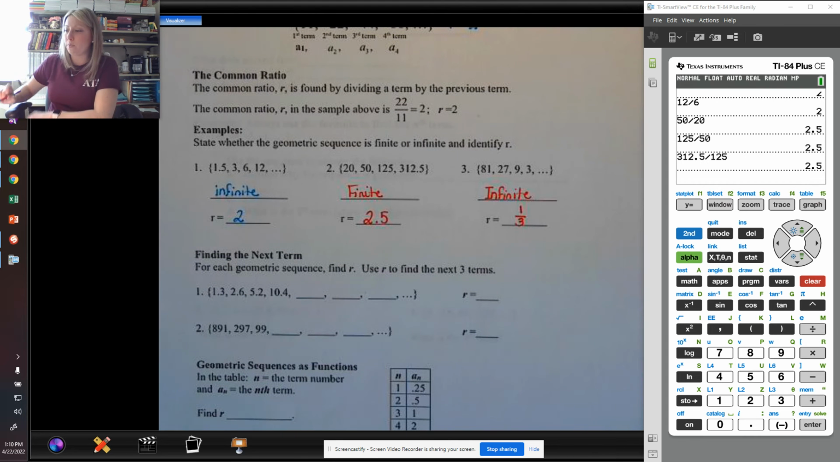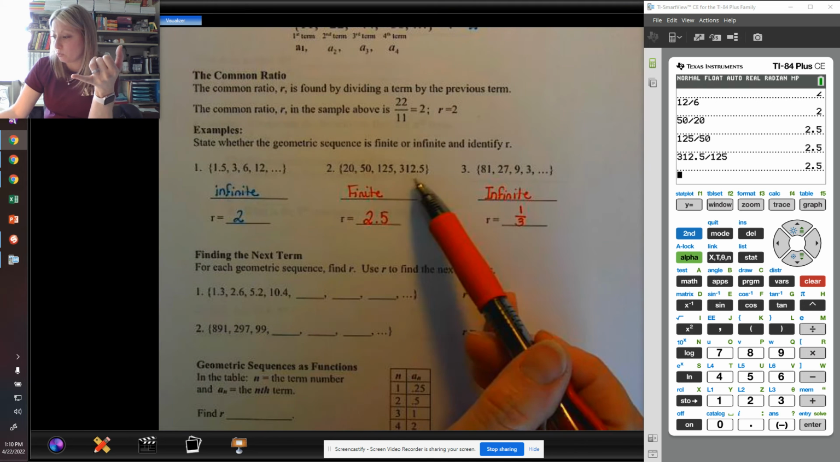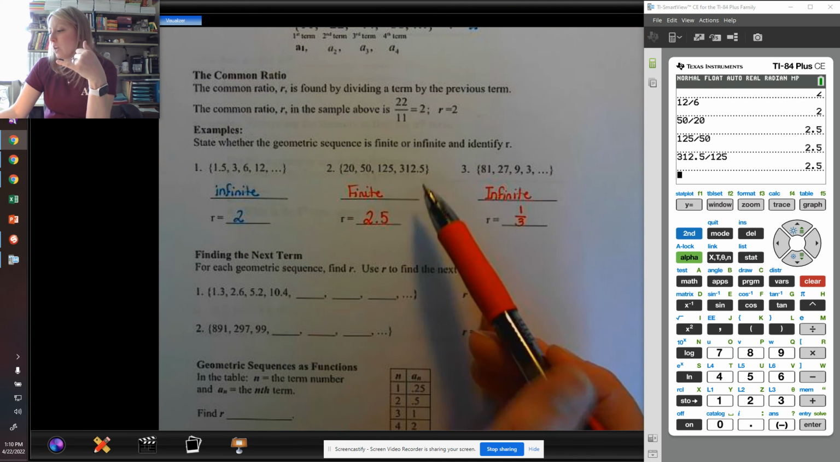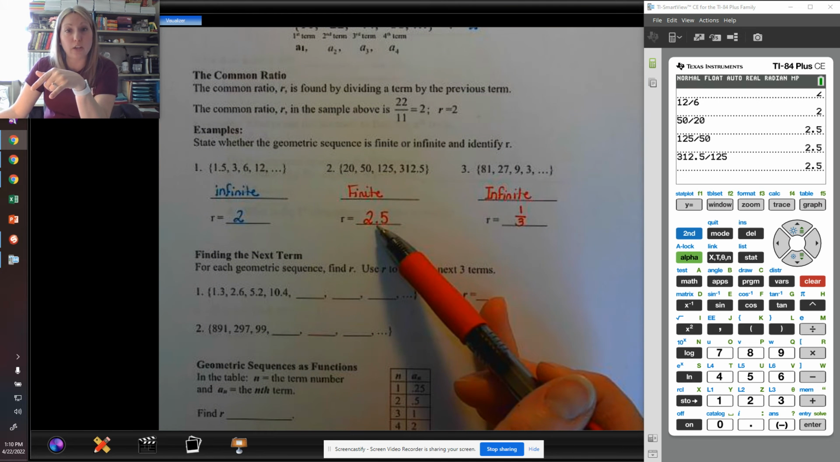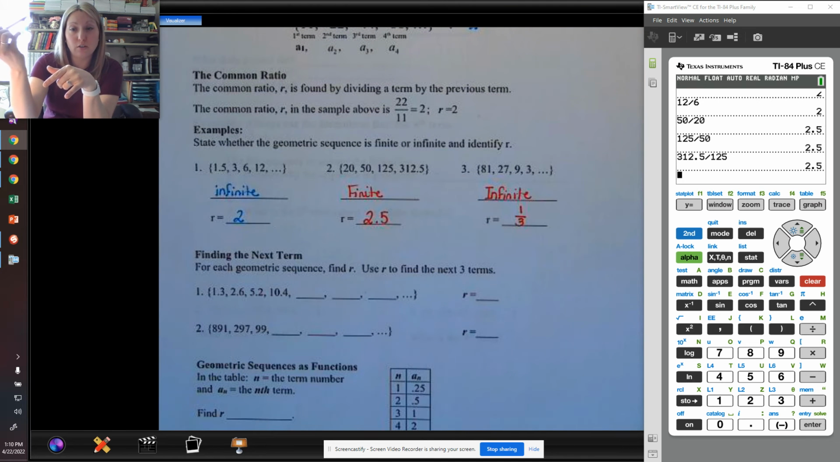All right, algebra, so I would like to show you what was going on in both of these sequences. You can see my work for the second sequence, where it is a finite sequence because there are no dots here. What I did was I took 50, divided it by 20. I took 125, divided it by 50. I took 312.5, divided it by 125. And notice every single time I'm getting 2.5 as my common ratio.